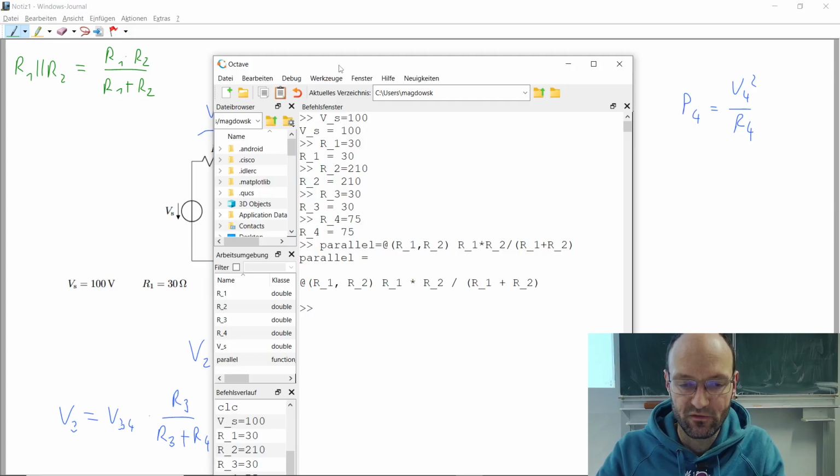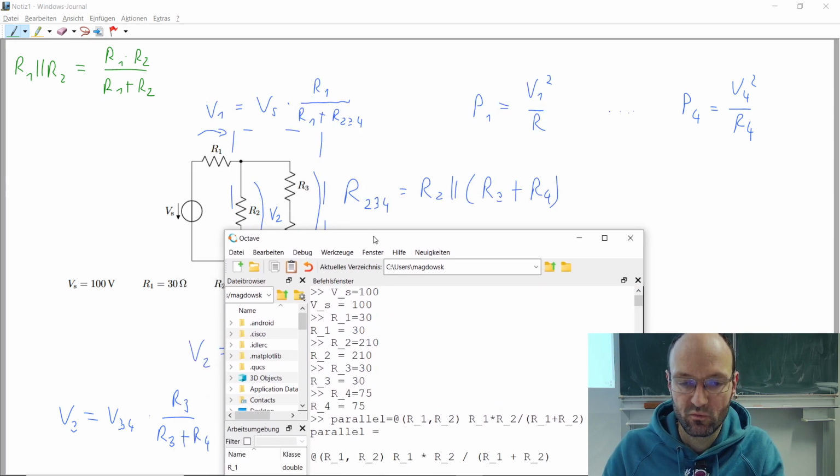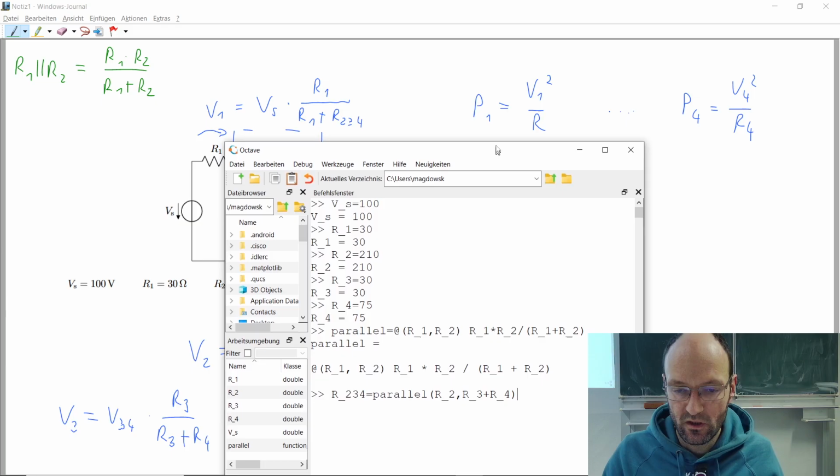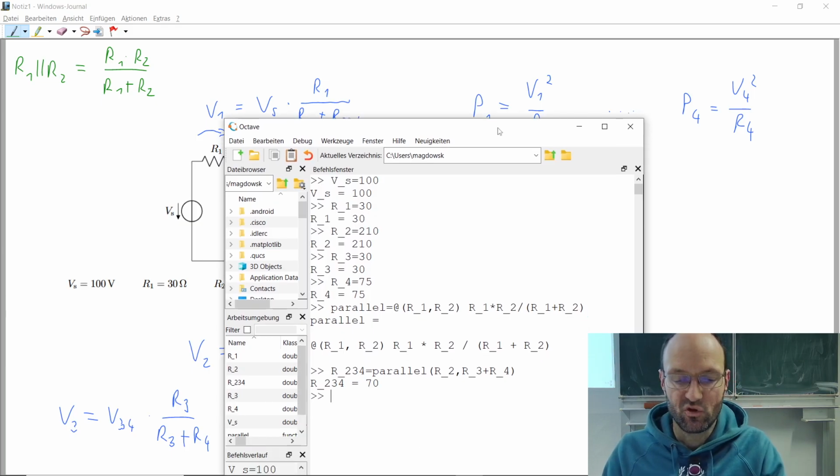So now we have a nice function, and with this function we can say R234 is the parallel circuit of R2 and R3 plus R4, right? This is what is written there at this position, and so we get some value.